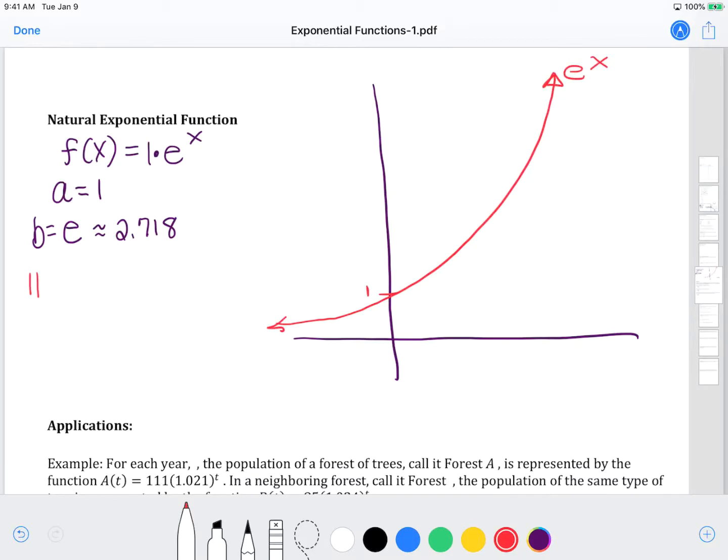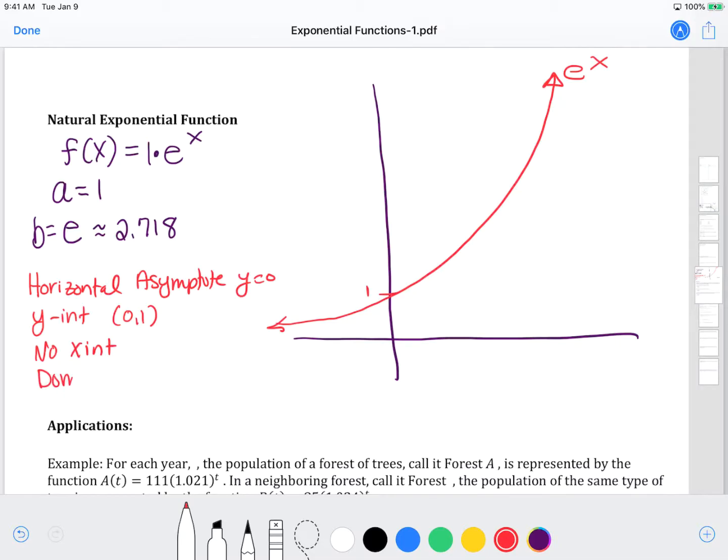So it's going to look like this, just a rough sketch. It's still going to have a horizontal asymptote at y equals 0, unless, of course, you start vertically shifting it. It's going to have a y-intercept at 1, of course, unless you start vertically shifting it. And then there are no x-intercepts.